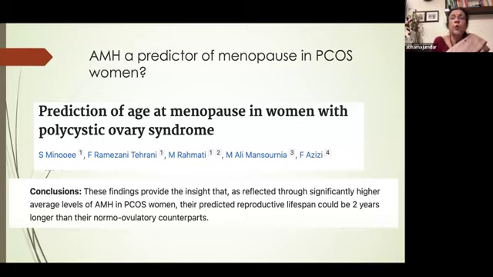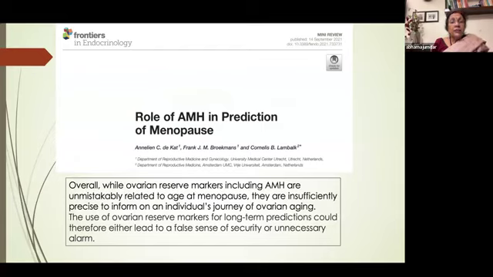And if it is low, then it has to be really very low to predict that menopause will happen within the next 5 years. So this was a very nice article, and I loved it when I read it. I brought the gist of the article: the role of AMH in prediction of menopause. Overall, I'm reading the conclusion to you.